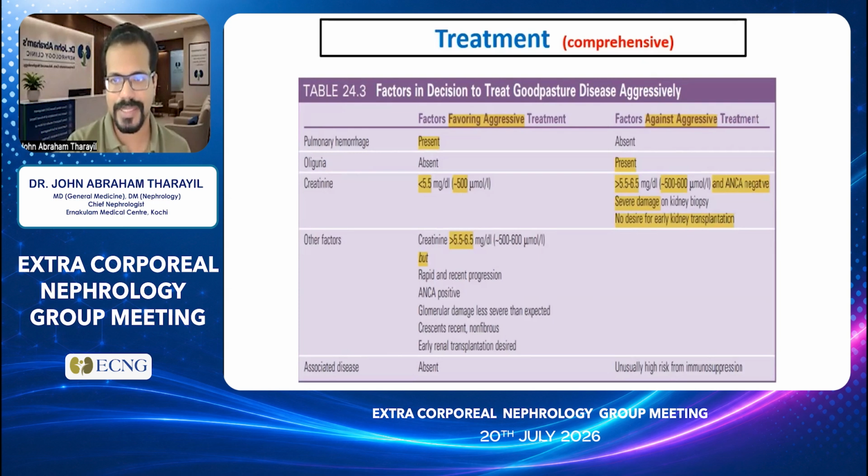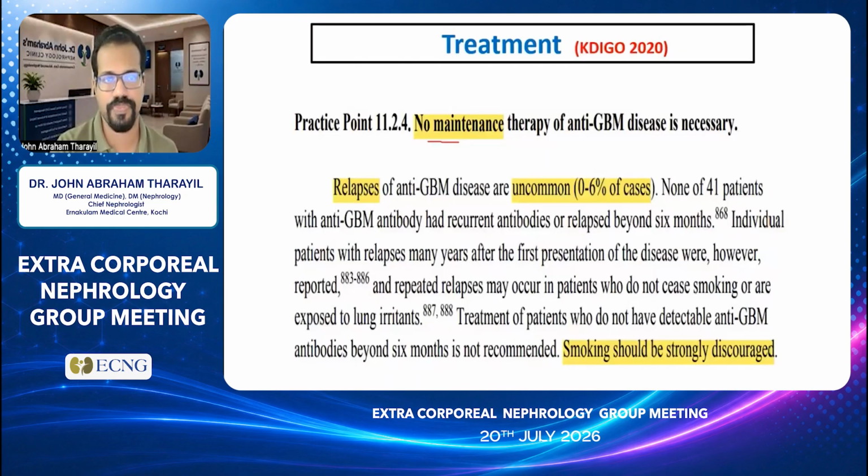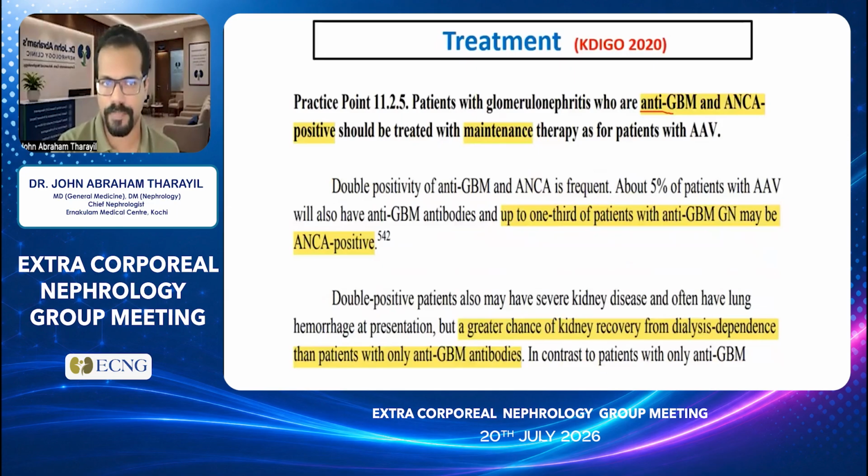And factors against aggressive treatment are when pulmonary hemorrhage is absent, and there is oliguria, anuria, creatinine more than 5.5, or an associated disease which carries unusually high risk from immunosuppression. So maintenance therapy is usually not required. Relapses are uncommon, and you should discourage smoking.